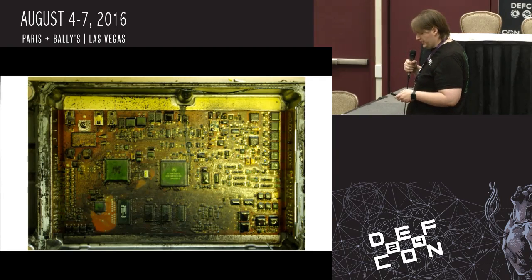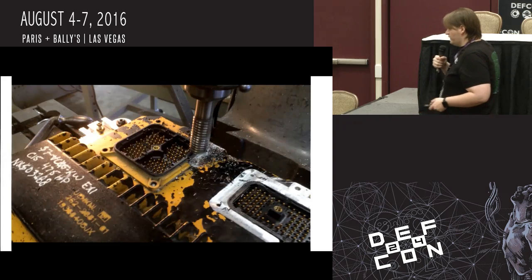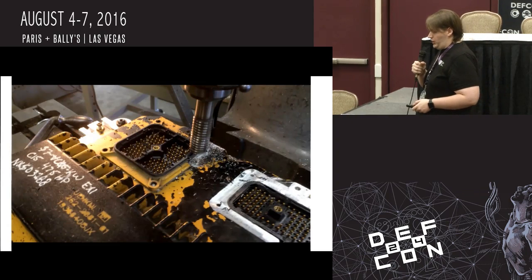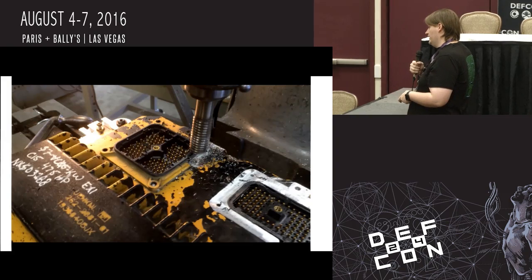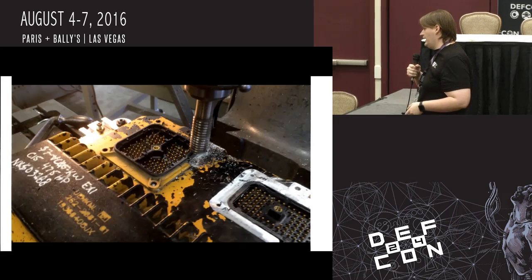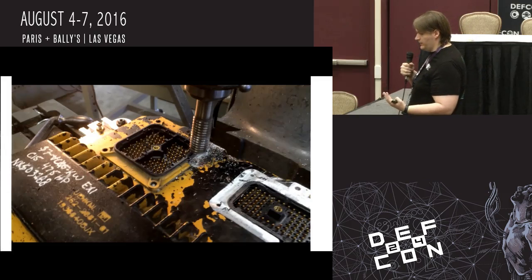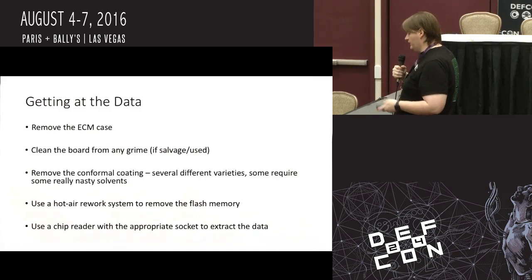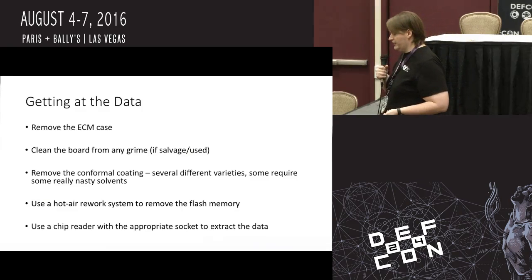But that was probably the only time we ever encountered that simplicity. Most of the ECMs we had to mill apart. So you can't see it here, but this is an ECM where we are milling the connector housing off the top of it so that it will release the circuit board so that we can get to the components that are hidden from us.